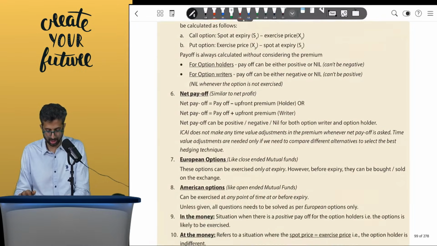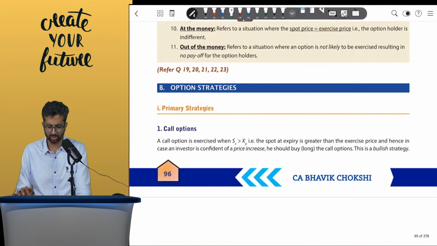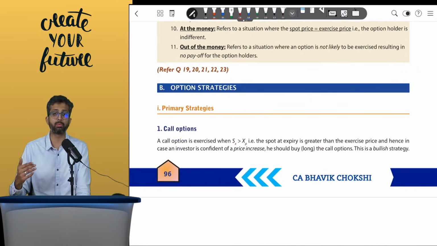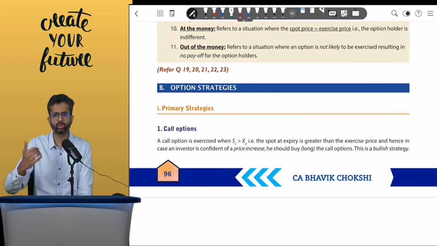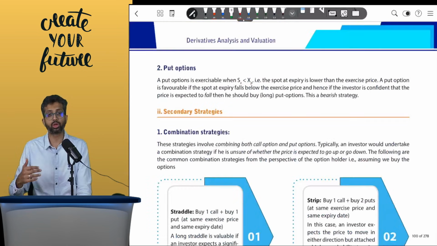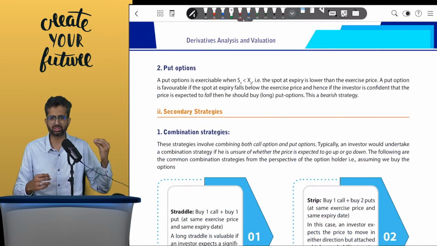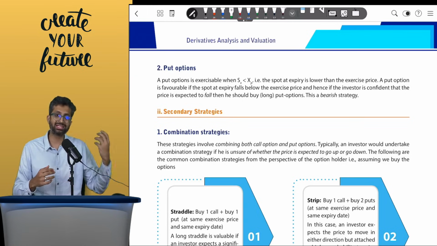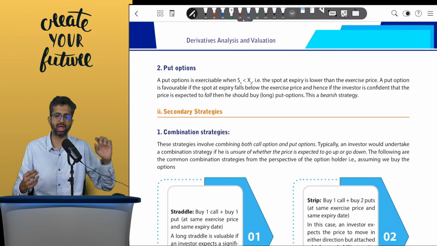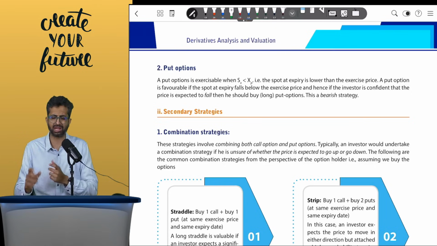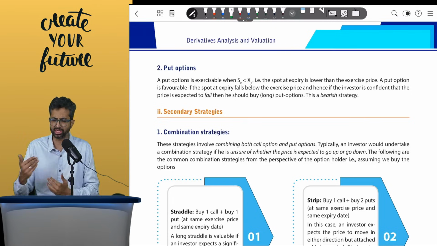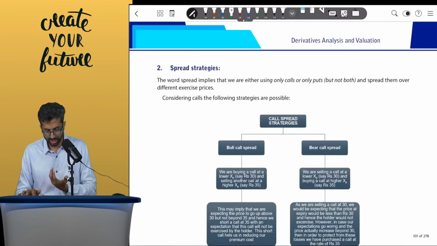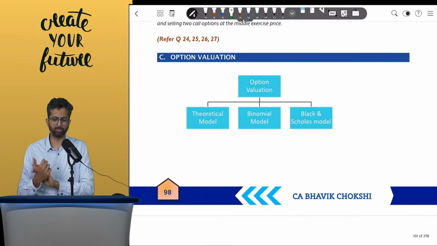So over here, these are a few key terms, a few strategies. Call options, remember, have to be a bullish strategy. So if you're long call, you are having a bullish position. If you're a long put, you are having a bearish position. There can be certain strategies like straddle, strangle, strip, strap. Not very important from an exam perspective. Straddle is one call, one put. Strip is one call, two puts. Strap is two calls, one put, and strangle is one call, one put, but at different exercise prices or at different maturities. So there are a few strategies, not very important from an exam perspective.